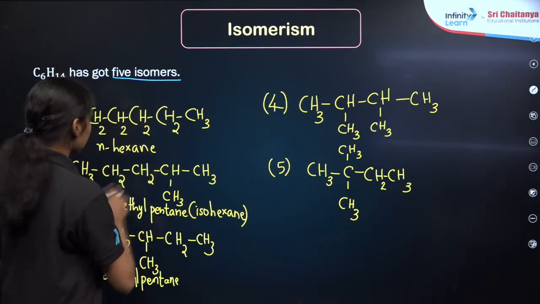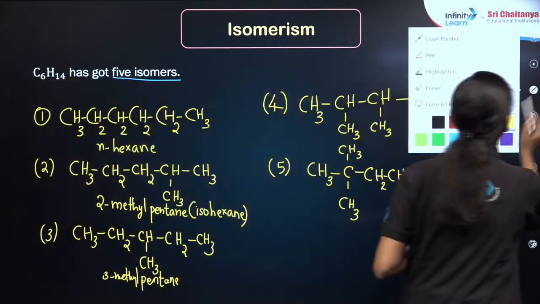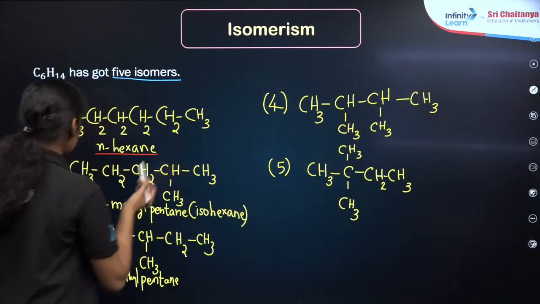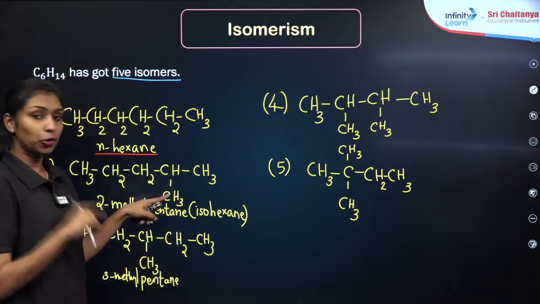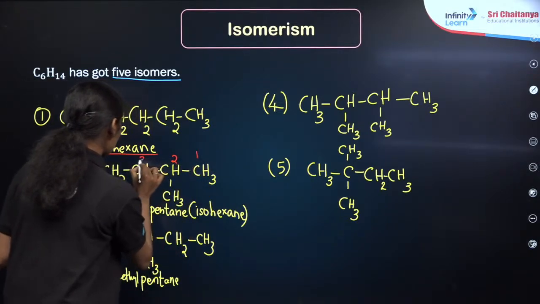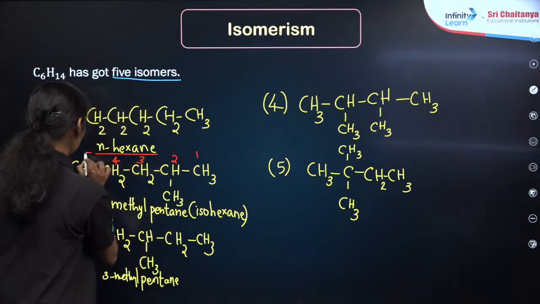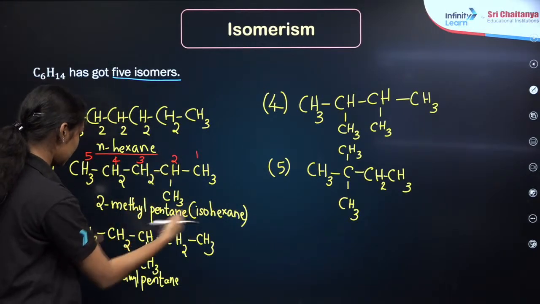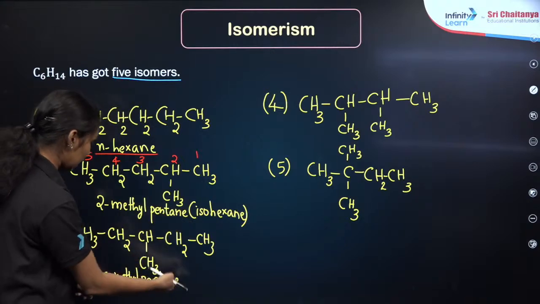First one, it is n-hexane, which means the straight chain carbon compound of 6 carbons. Second one, I am changing the position of the methyl group to the second position, so it will be 1, 2, 3, 4, 5, the pentane chain having the second methyl, 2-methyl pentane. Now again I am changing here, 3-methyl pentane.